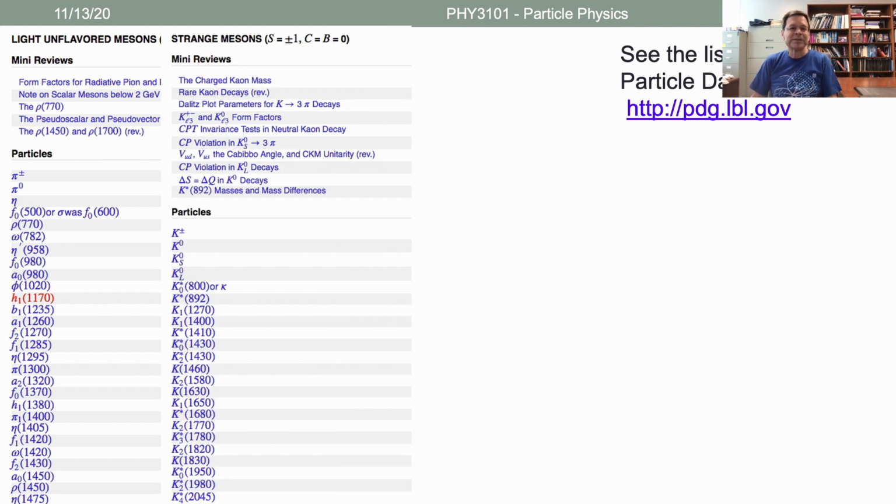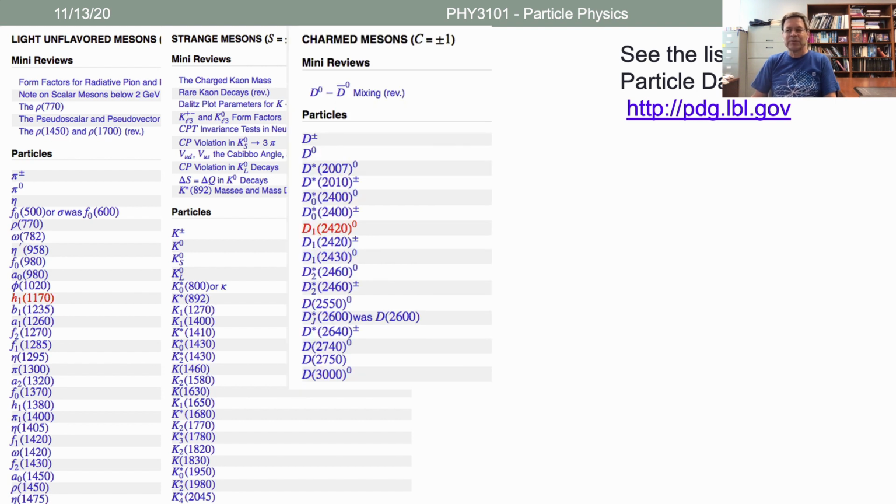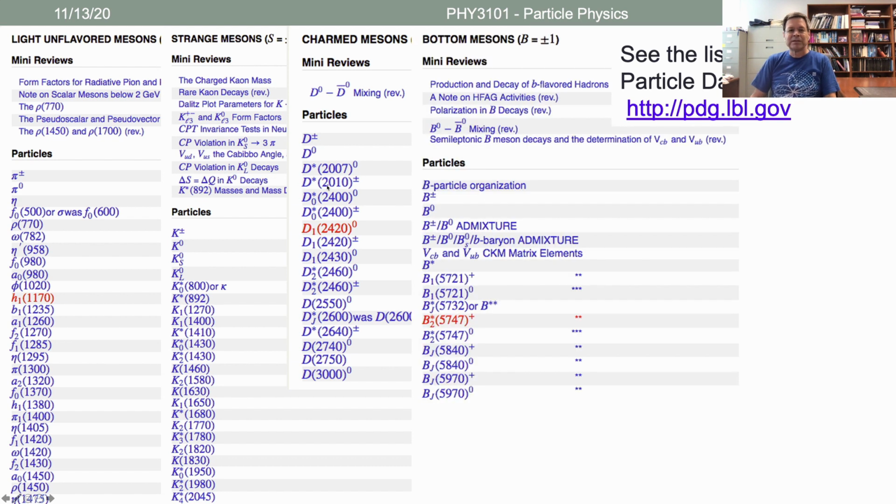But that's not all. There are the so-called strange mesons, of which the kaon family is a part, which comes in K plus minus or K0, or even K short or K long, and various other excited states, K stars, K1s, K2s. Or the charm mesons, which include the D mesons, D plus minus, D0, and other higher mass excited states, D stars. And even bottom mesons, B plus minus or B0, and excited states as well.